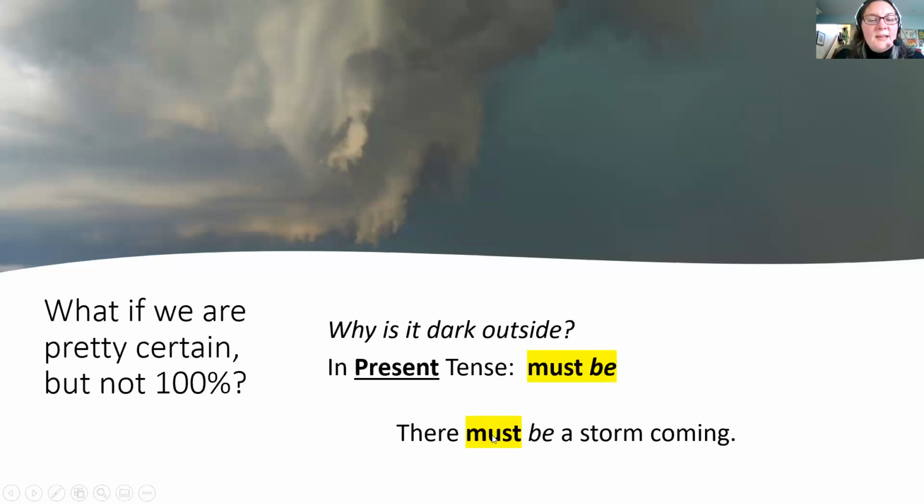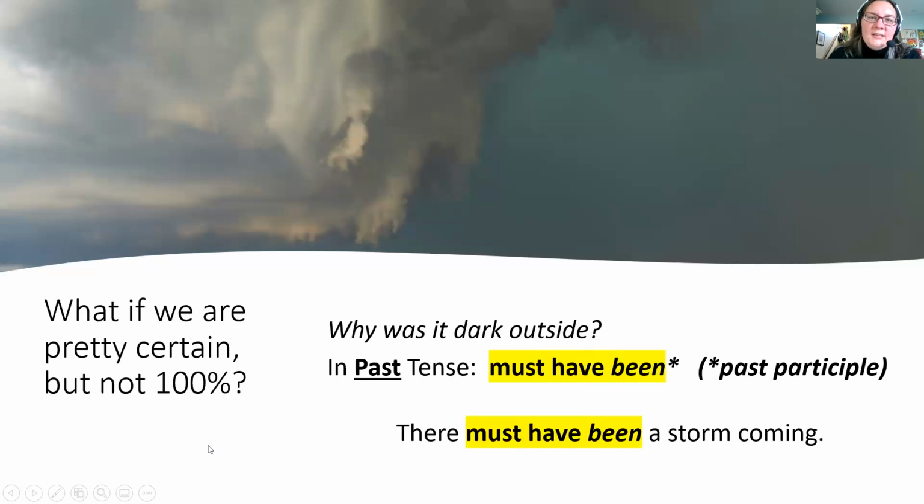Rather than saying there is a storm coming, I take is, convert it back to its original form to be. I put the must modal in front of it. There must be a storm coming. I'm pretty sure, not 100% sure, more like 90 or 95% sure. There must.